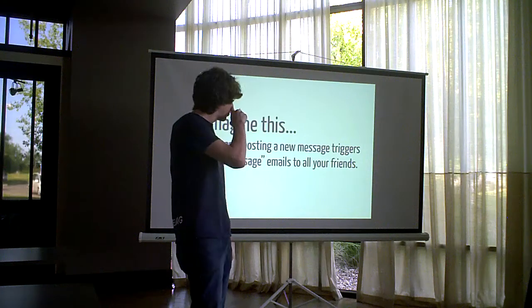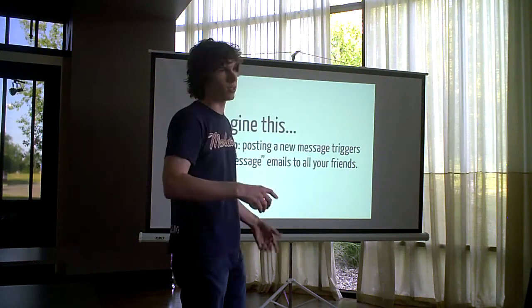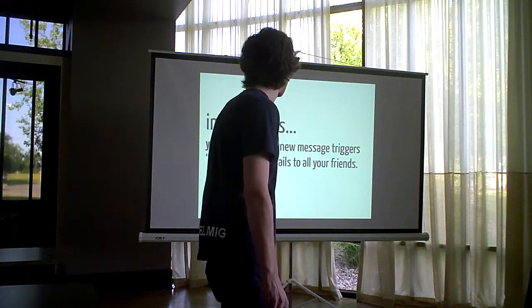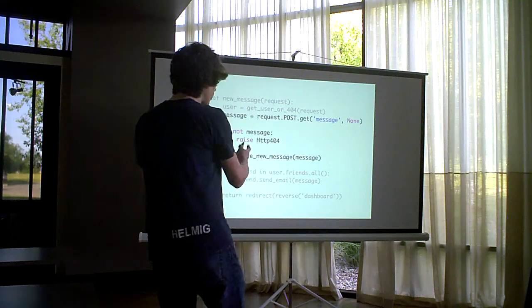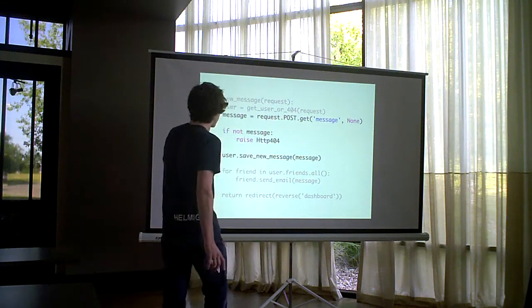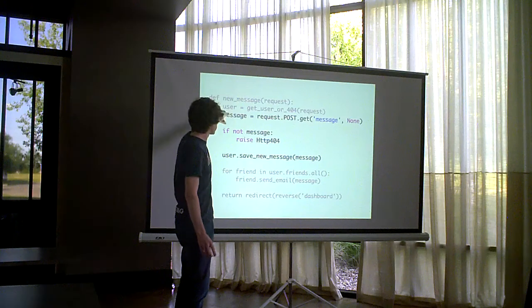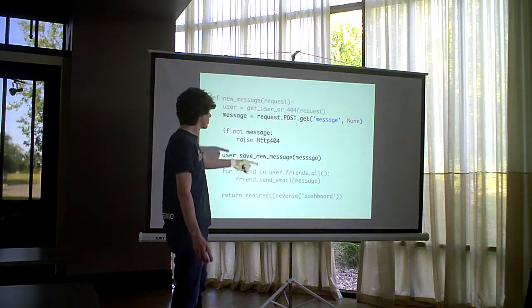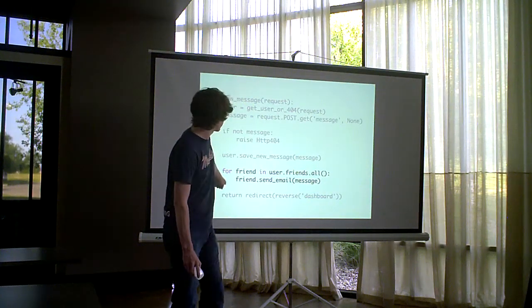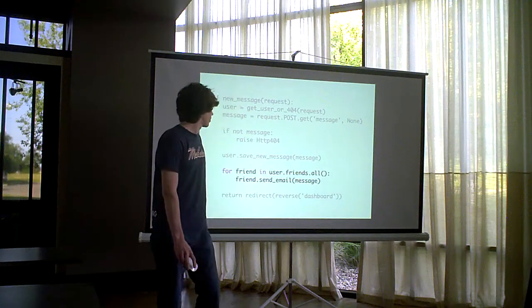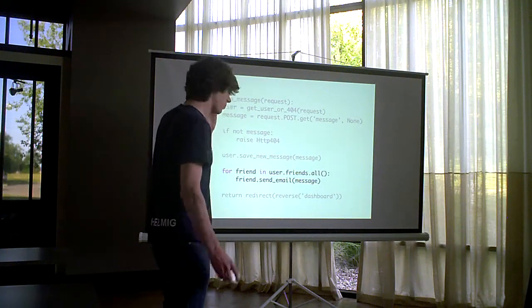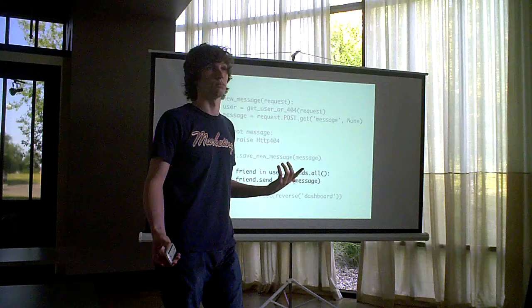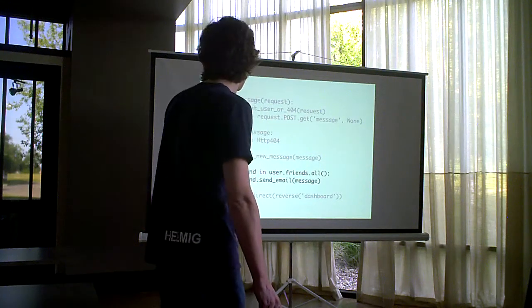So here's an example. You post, like basically Twitter, a message that triggers an email to your friends, right? Here's a little code that would do this. This is a Django view, and it's really, really simple. Basically, it gets the user, finds a message from a post, saves it, and then here's the dirty bit of code that we're going to run into some problems with. This just loops over all your friends and sends them an email, which is a pretty standard sort of thing.